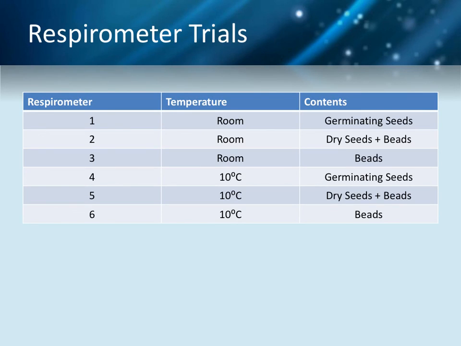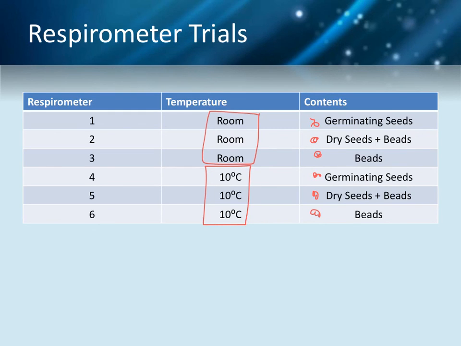All right, so to sum it up again, what you're going to have is essentially 6 respirometers. 3 of them will be at room temperature with the germinating seeds, the dry seeds, and then the control, the beads. And then 3 of them will be at a colder temperature with the germinating seeds, the dry seeds, and the beads. So those are our warm and cold temperatures, and then our germinating versus non-germinating in both temperatures.